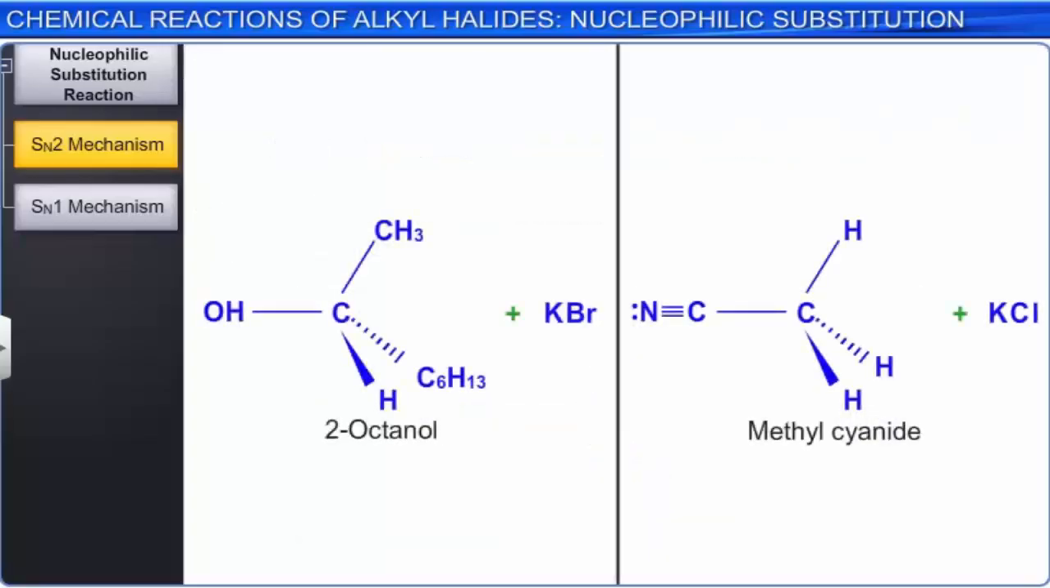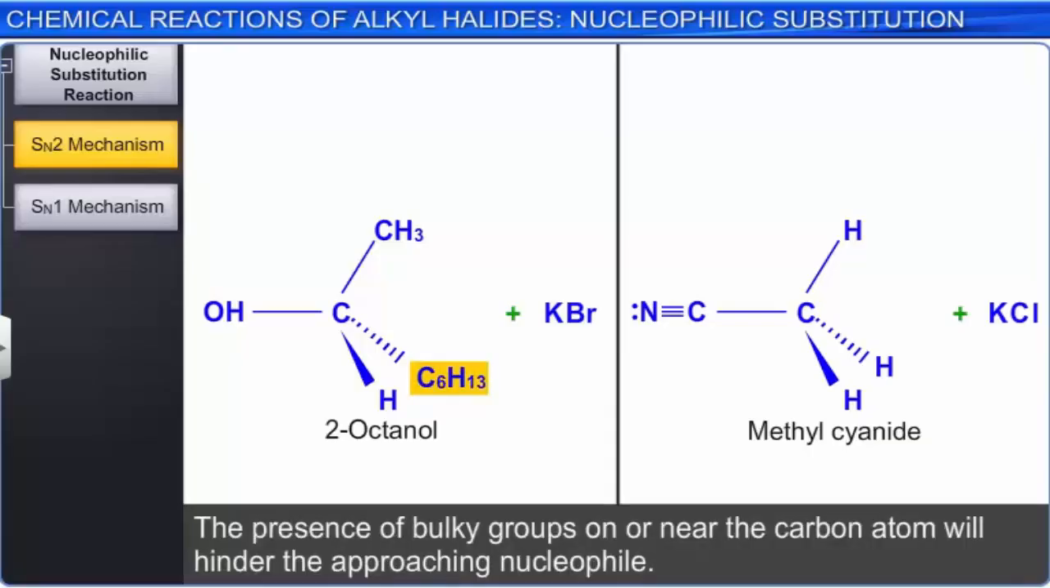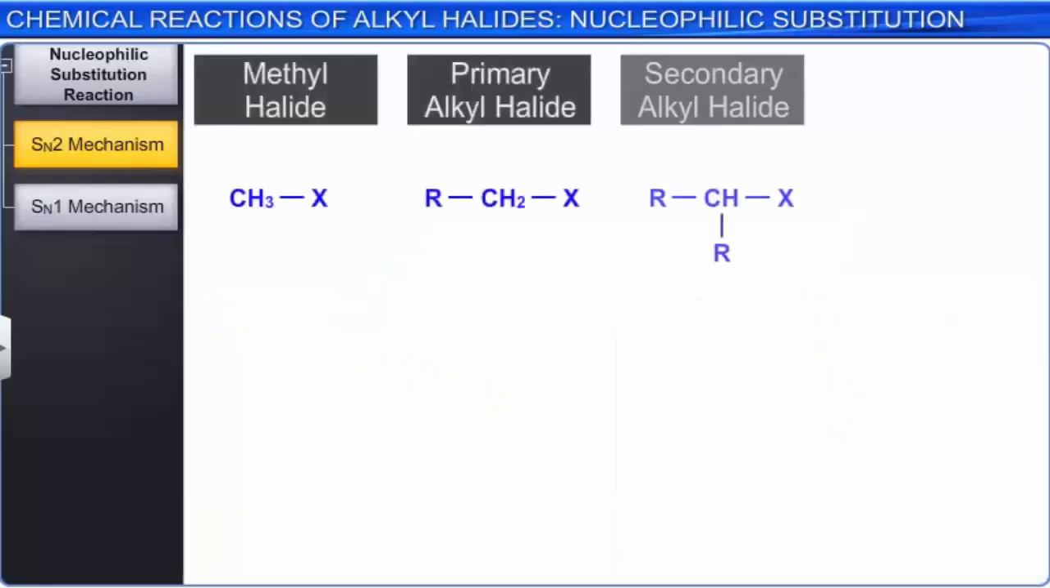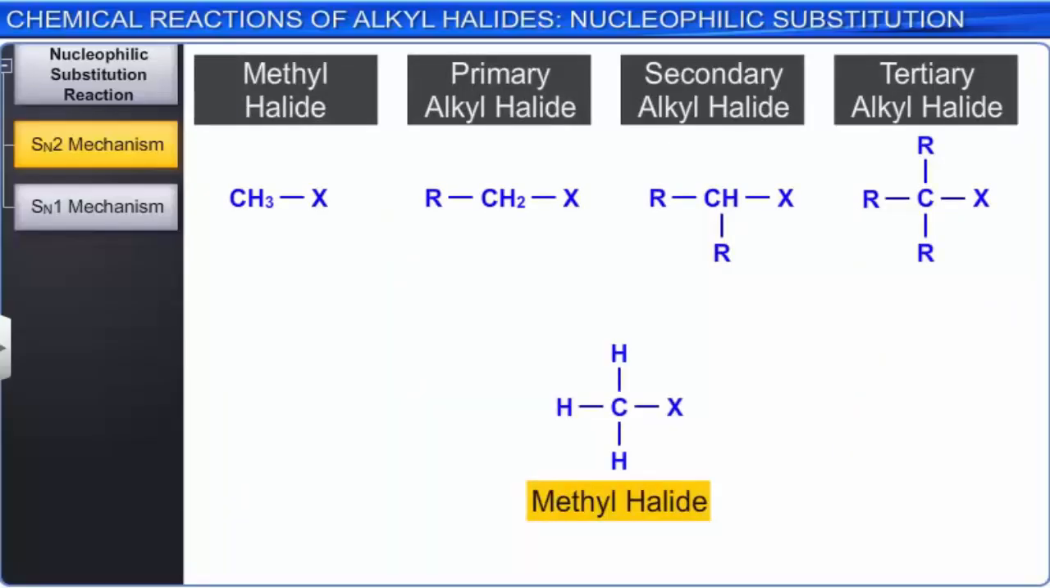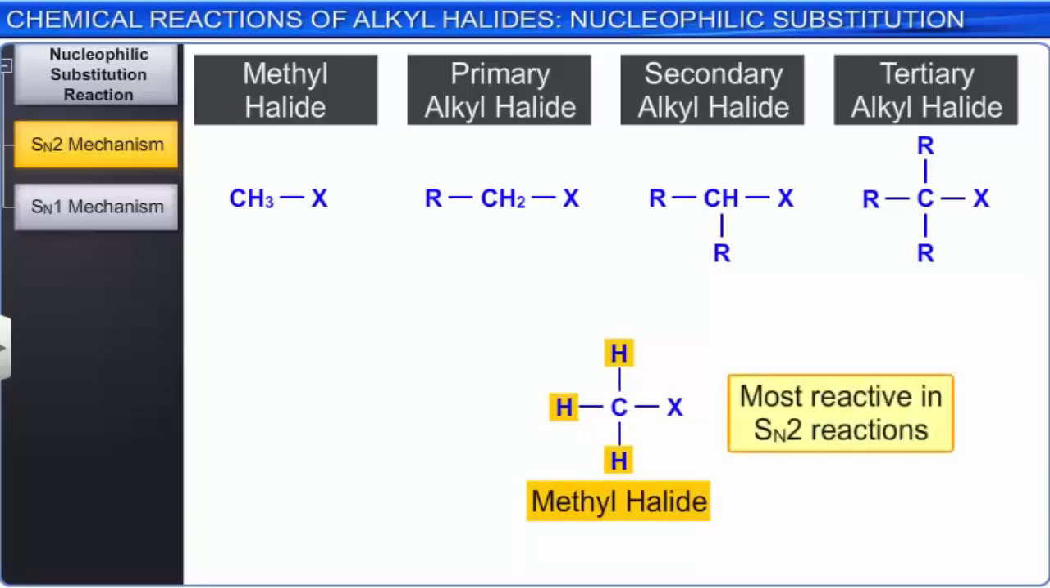As you've seen, the reaction involves the approach of the nucleophile to the carbon bearing the leaving group. Hence, the presence of bulky groups on or near the carbon atom will hinder the approaching nucleophile. Thus, among the alkyl halides, methyl halides, due to the presence of only 3 small hydrogen atoms, are the most reactive in SN2 reactions.